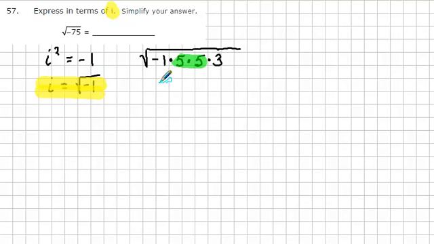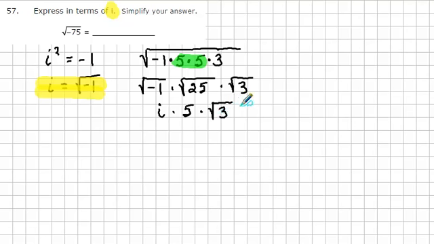So we're going to use the product rule for radicals. We'll find the square root of negative 1 times the square root of 5 times 5, which is 25, times the square root of 3. The square root of negative 1 is I. The square root of 25 is 5. And the square root of 3 cannot be simplified because 3 is not a perfect square, and there aren't any other perfect squares other than one that divide evenly into 3.